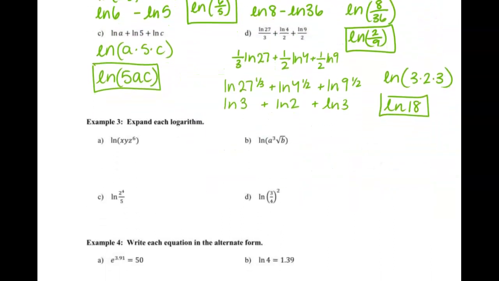Now we'll go the other way and we will expand the logs. So natural log of xyz to the 6th, multiplication turns to addition when we're expanding. So we have natural log of x plus natural log of y plus natural log of z to the 6th. The only thing we can deal with here is our exponent. So we can make this natural log of x plus natural log of y plus 6 natural log of z.